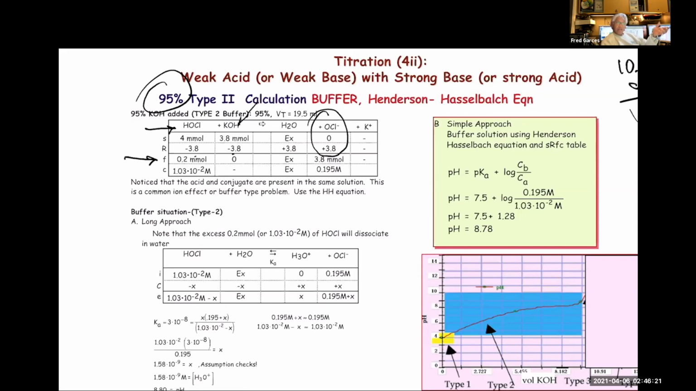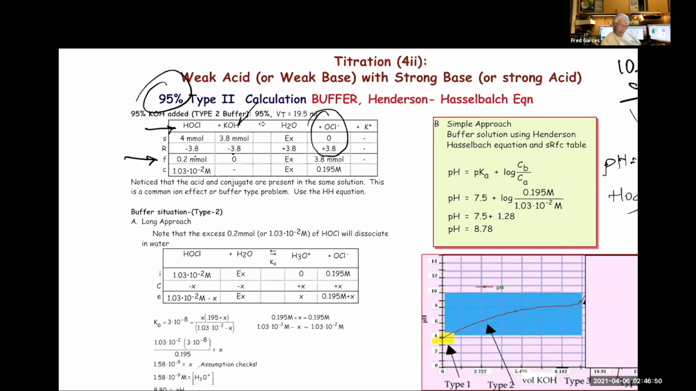Why are we using the Henderson-Hasselbalch equation? Because we are in the buffer region. The pH equals the pKa, which we said was 7.5, plus the log of the conjugate base over the acid. It's going to be 3.8 over 19.5 over 0.2 over 19.5. You see why we don't need the volume? They cancel out. So it's just 3.8 over 0.2.